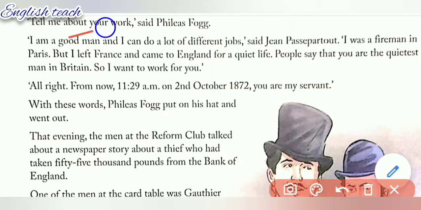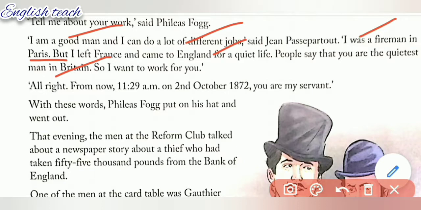I am a good man. I can do a lot of different jobs. And I was a fireman in Paris. But I left France and came to England for a quiet life. The people say that you are the quietest man in Britain, so I want to work for you.